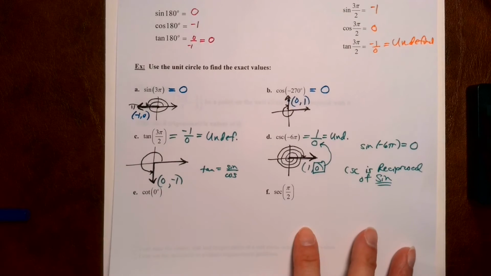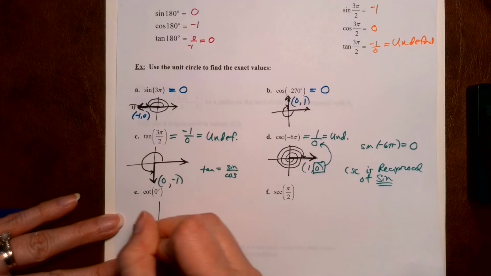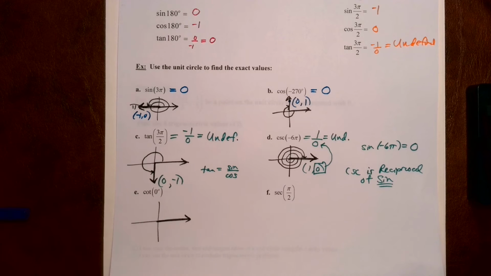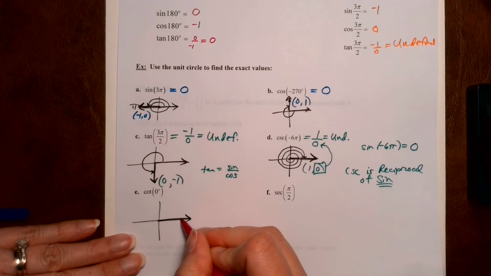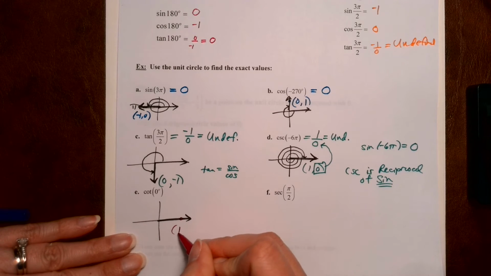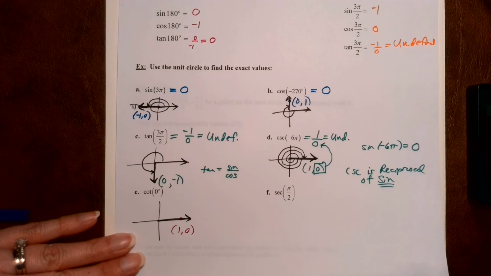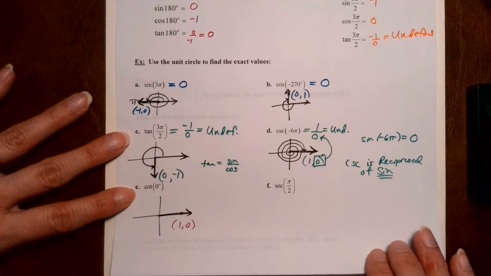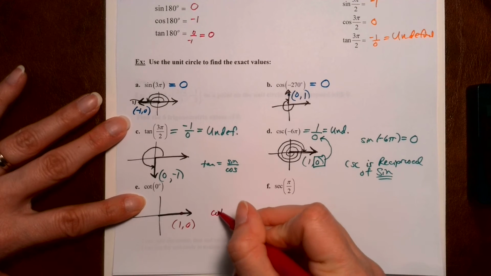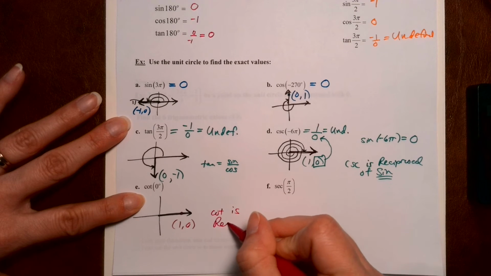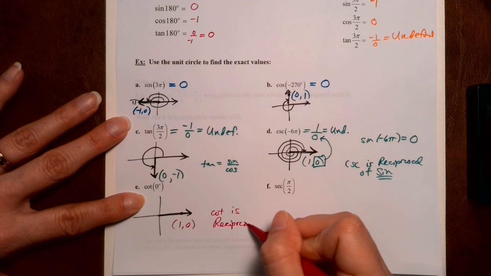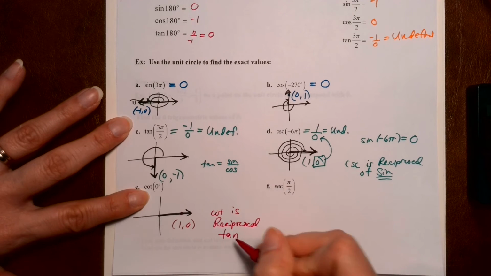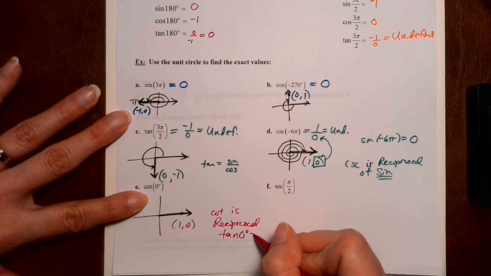Let's go to 0 degrees. 0 degrees is swinging nowhere, so we're to the right, or due right. The point right here is 1, 0. Now, how do we do cotangent? Cotangent is the reciprocal of tangent. Maybe I should do tangent of 0 degrees first.